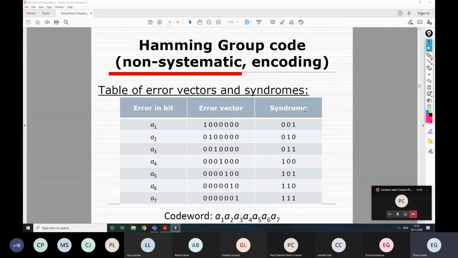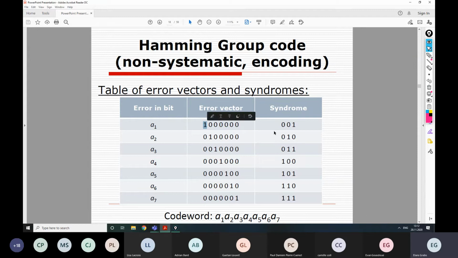So we can create a table of these error vectors and matching syndromes. So for the error in the first symbol, we have 1 in binary form. For the error in second, 2, 3, and up to 7. Yes. So this is the 7th symbol. This is the first symbol. And we'll use this table to make coding equations which calculate the correction or control bits.